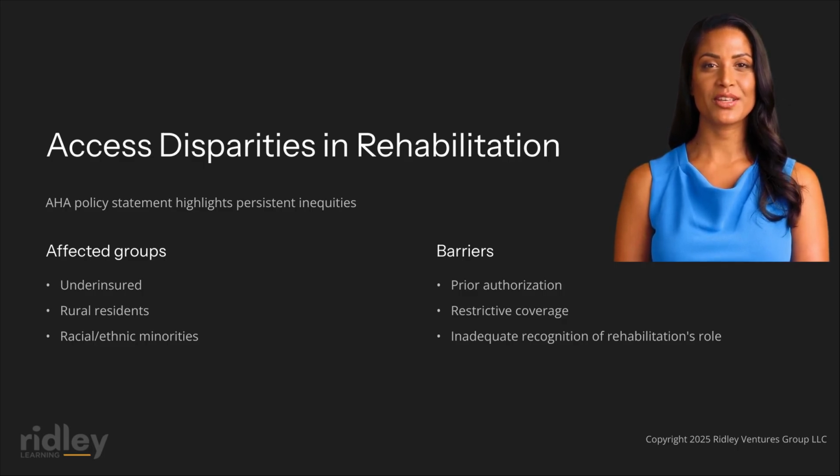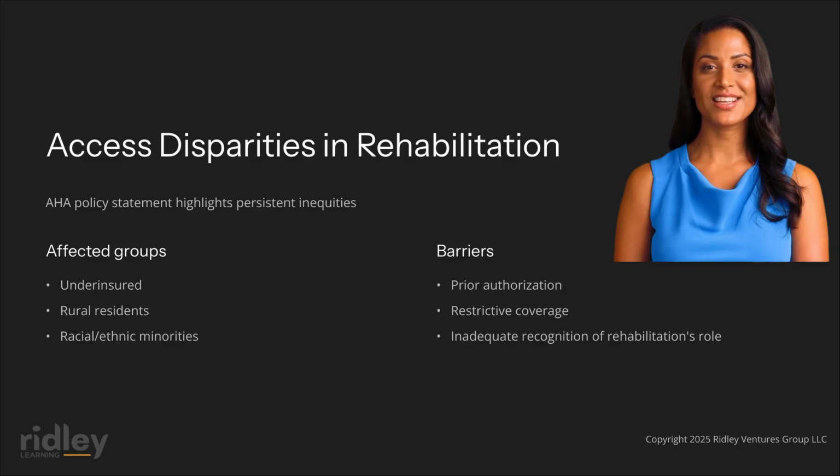These disparities reflect not only geographic maldistribution of rehabilitation resources, but also systematic barriers, including prior authorization requirements, restrictive coverage policies, and inadequate recognition of rehabilitation's role in optimizing stroke outcomes. Addressing these barriers requires both policy-level interventions and clinician advocacy to ensure that setting selection decisions are driven by patient need rather than administrative convenience or financial considerations.